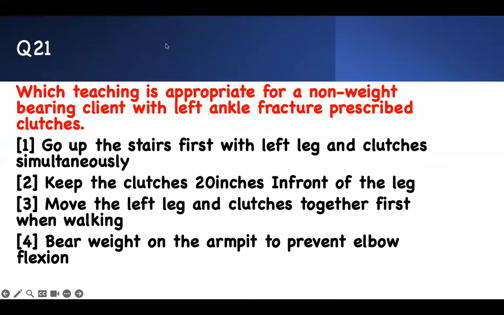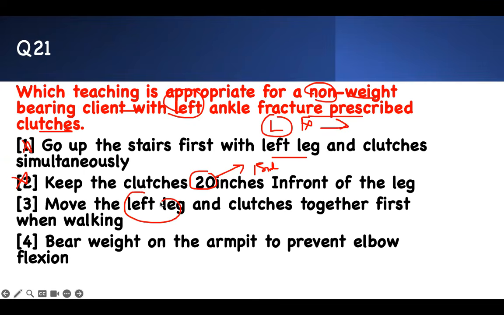Next question. Which teaching is appropriate for non-weight bearing clients with a left ankle fracture? So I have a left fracture, okay? I cannot bear weight. And I have crutches. How do I walk? Go up the stairs first with the left leg. Bad leg up? No. Good leg up. Wrong right away. Keep the crutches 20 inches in front of me. Too long, 15. Okay, maximum 15 inches.